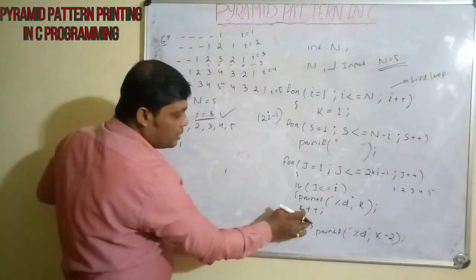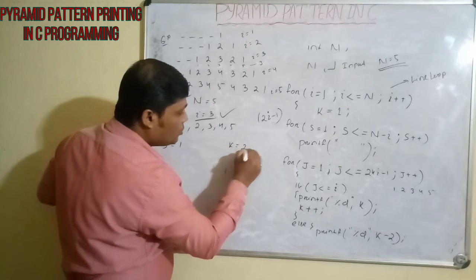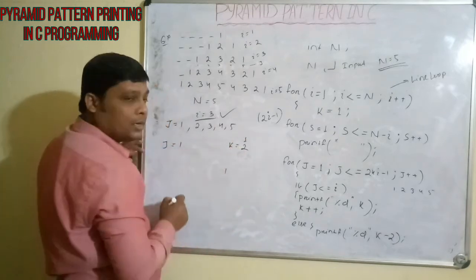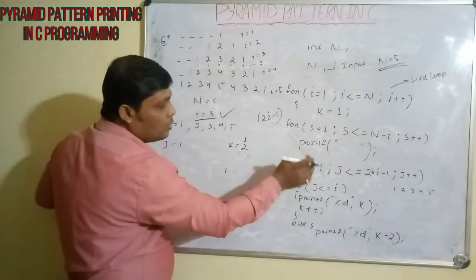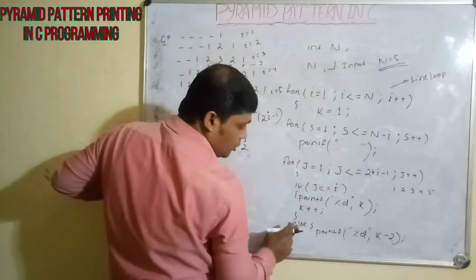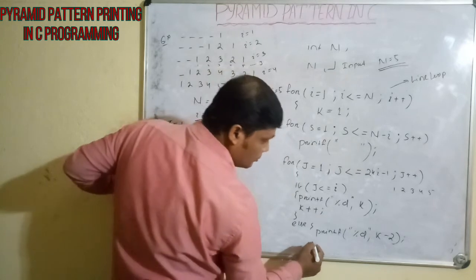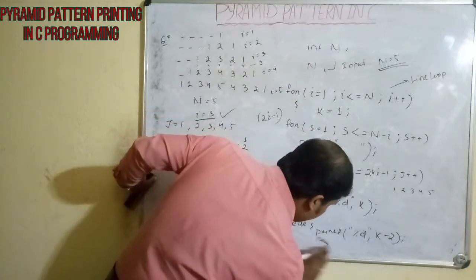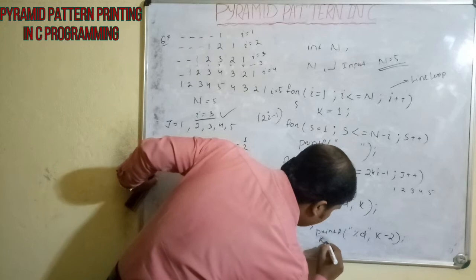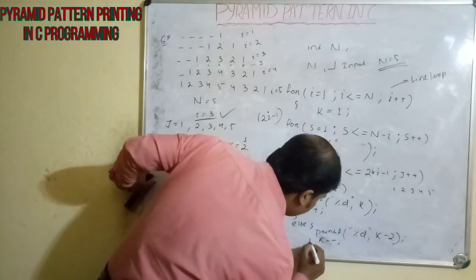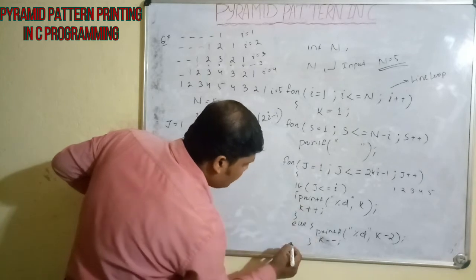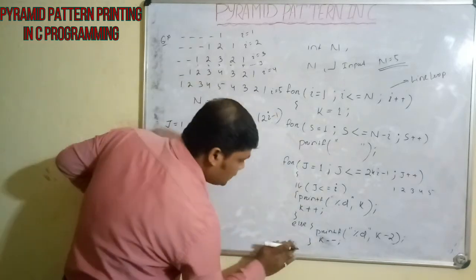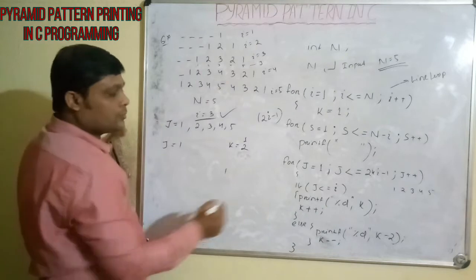Next, K plus plus, K value will be 2 now. Before that it was 1, and it printed 1. Then when j value will be 2, it will not go to the else part. And here I am writing k minus minus. And this is the end of else part. This is the end of for loop. Clear?